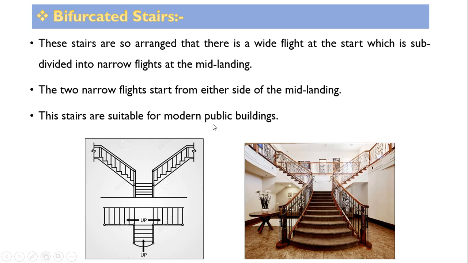These stairs are suitable for modern public buildings. Normally in serials, if you observe, you will find this type of staircase provided. It looks like a grand Raj Mahal. Here you can see the big starting flight, then it is bifurcated into two flights from this mid landing. It gives a very good appearance in luxurious houses and VIP houses. This type of bifurcated stair is provided where views of the bottom are possible.